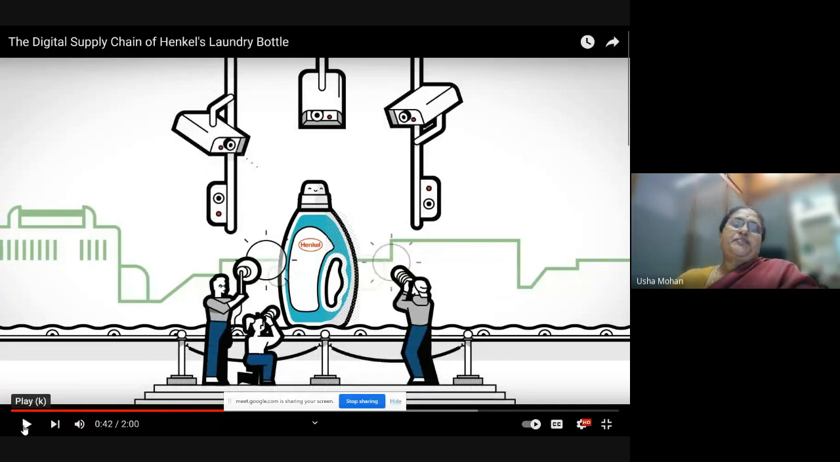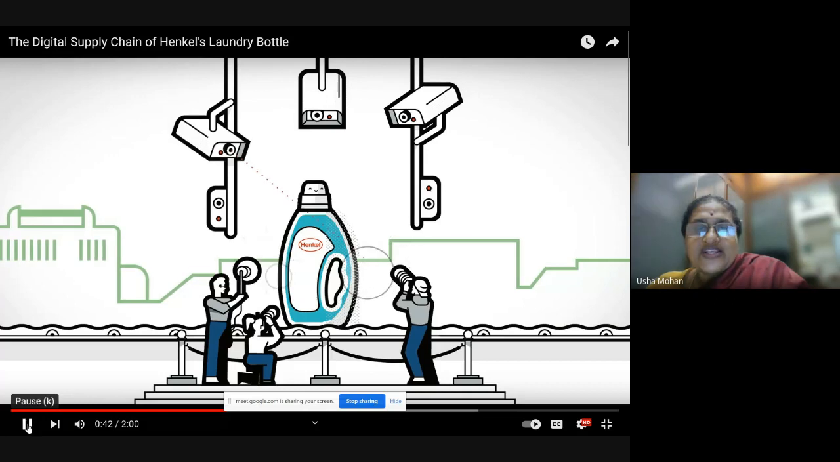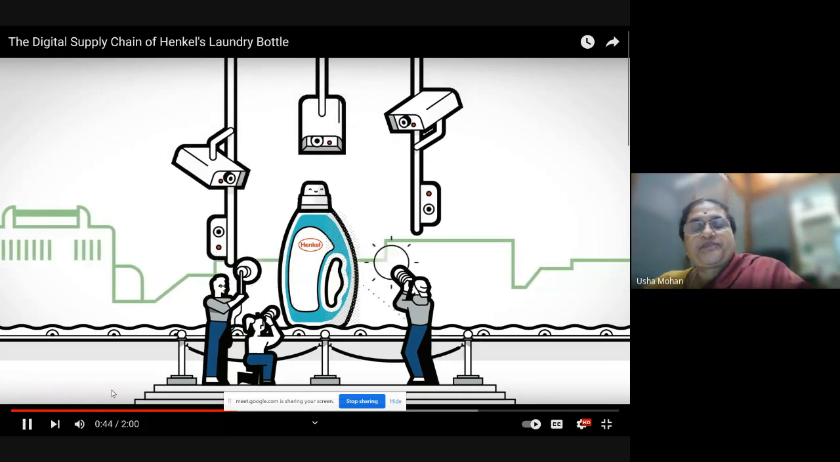So this is the key point. You can see that what is happening here, till this point where we were filling it up, is a physical supply chain. And at this point, you can see that there are a lot of sensors, and all these sensors are actually capturing the data that is on this bottle of detergent. Now, what is the kind of data that is being surfaced?